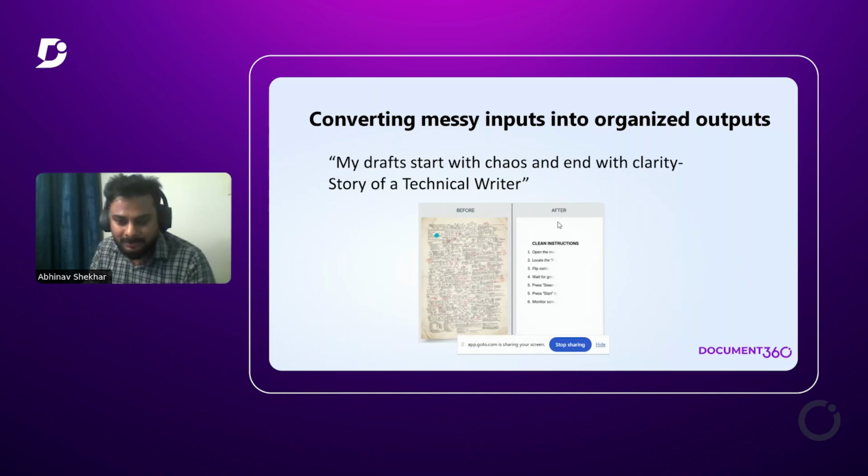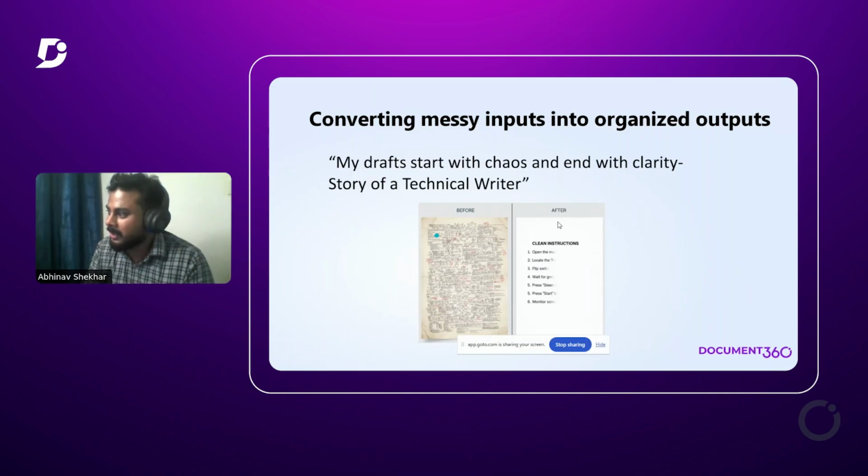So how to do that? That is the main role of a technical writer. We are not supposed to just edit the grammar or the punctuation. That is the basic need of a technical writer. Our main job is to convert those messy inputs into something which is helpful for the user. We are here to help the users. We're not here to confuse the users. So this is the story of a technical writer.